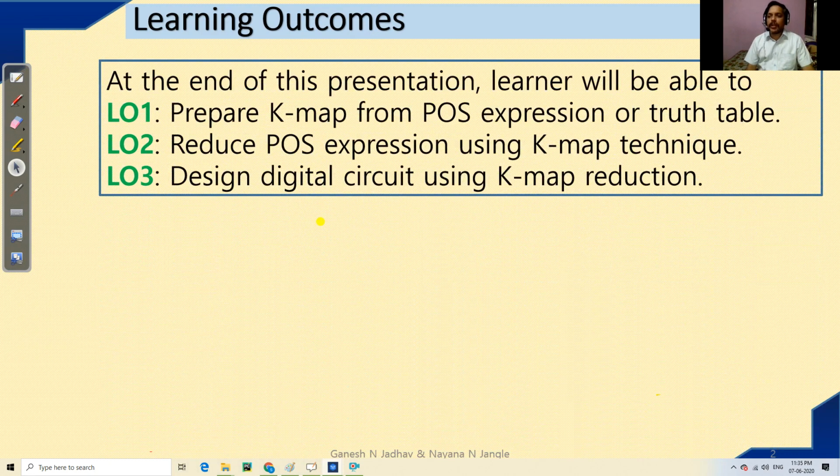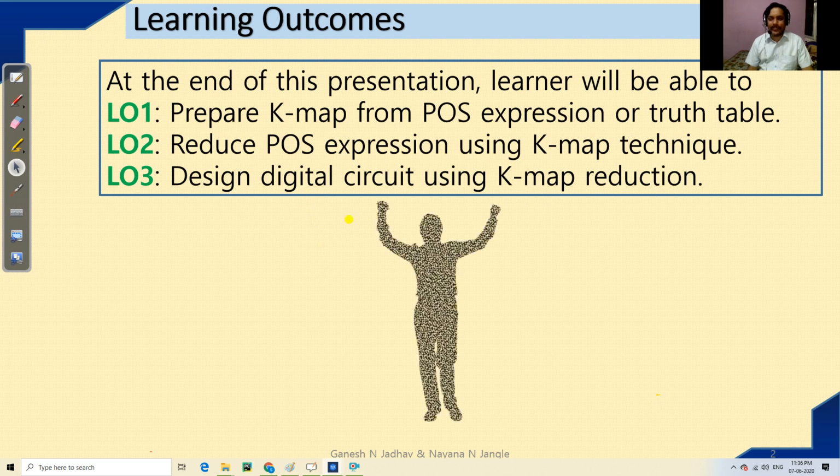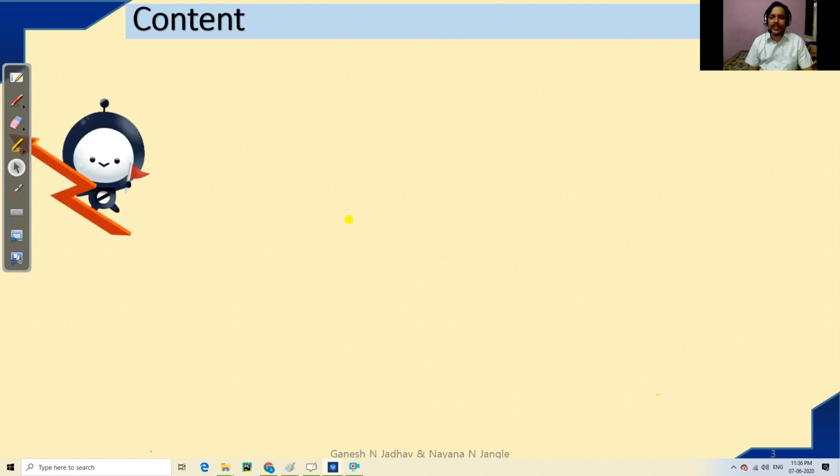So what are the learning outcomes of this session? At the end of this presentation, the learner will be able to prepare the K-map for a POS expression or truth table, reduce the POS expression using the K-map technique, and design the digital circuit using the K-map technique. Okay, so these are the outcomes.